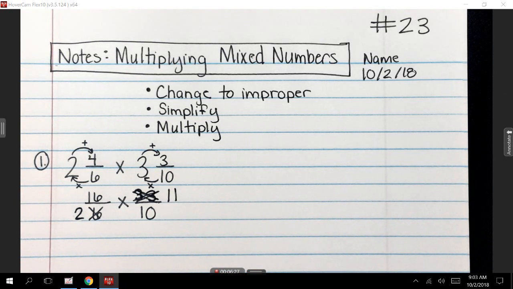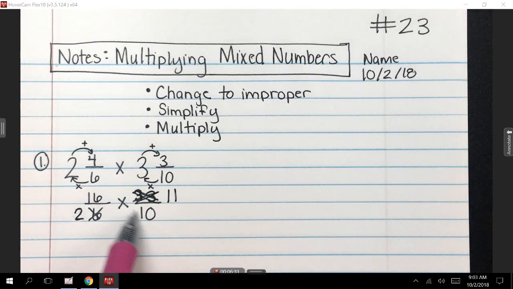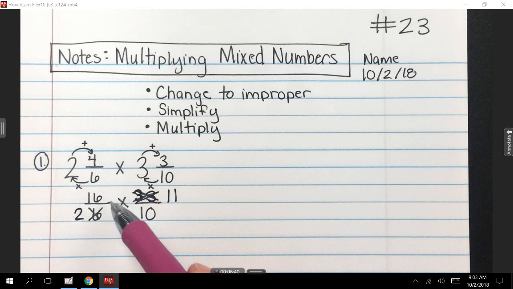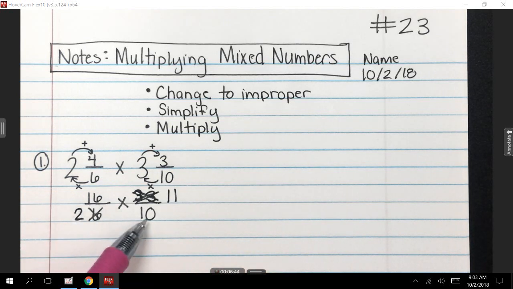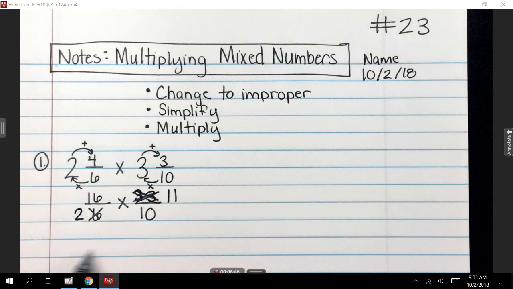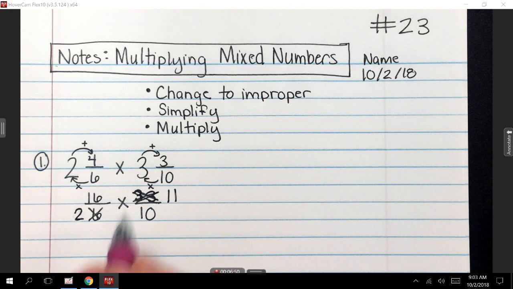All right, anything else that'll simplify? Anything else? Hannah? 16 and 10 by 2. You can do 16 and 10 by 2. Guys, you could also do 16 and 2 by 2, because that's on the top and that's on the bottom, correct? So you could do 16 and 2. Let's stop tapping, please. Or you can do 16 and 10. Can I do 2 and 10? No, because they're both on the bottom. Excellent. So it's up to you.